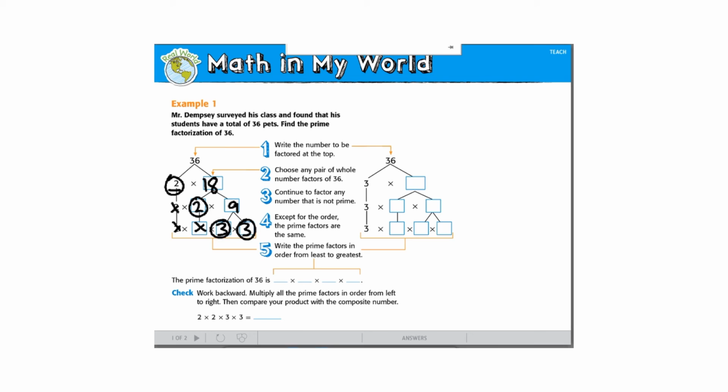Okay, what if we use 3 as our first factor, like in this factor tree over here? What would the other factor need to be if one of them was 3? Nolan? The other one would have to be 12. 3 times 12 is 36. Right. Now we're going to break 12 down into 2 factors. So what might we choose?